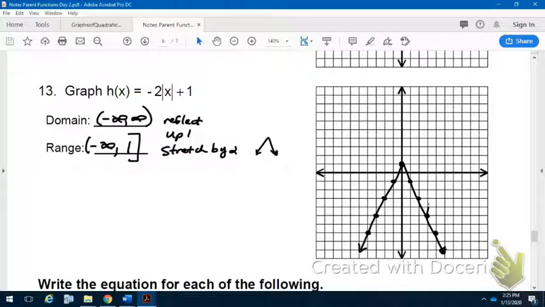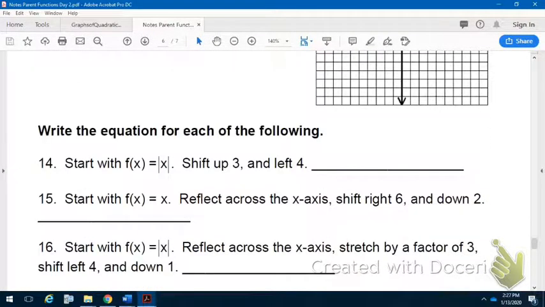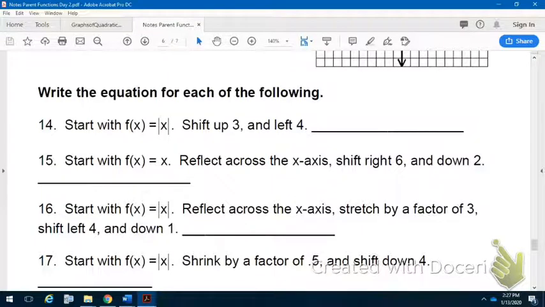Now we're going to write the equation of some lines. Up 3 and left 4. So it's going to be y equals absolute value. Left is x plus 4, and up 3 is plus 3.